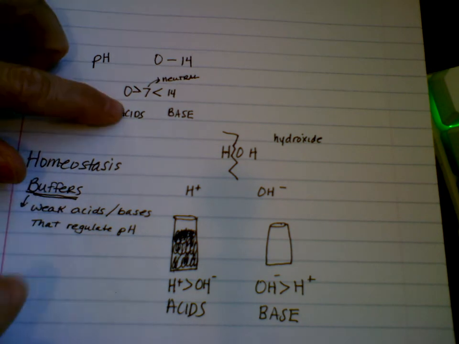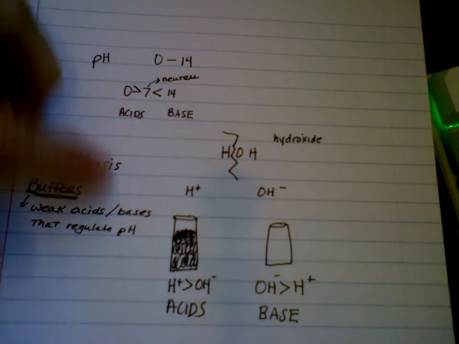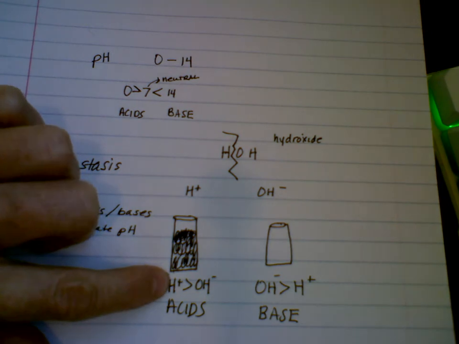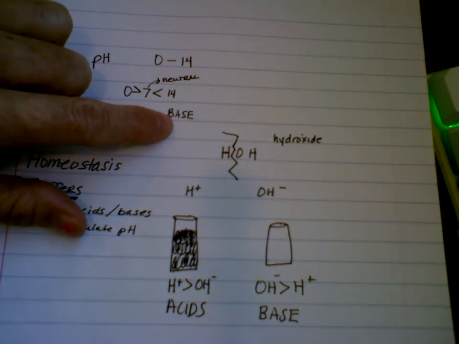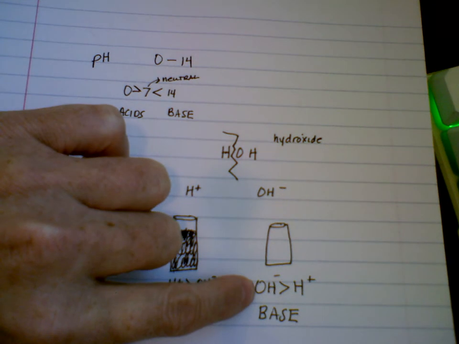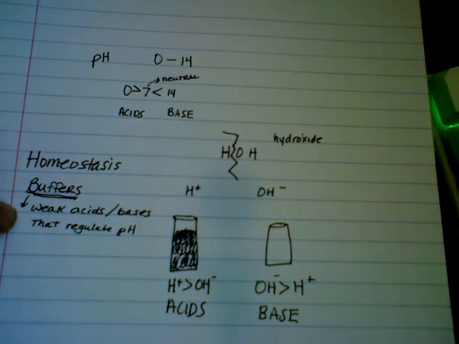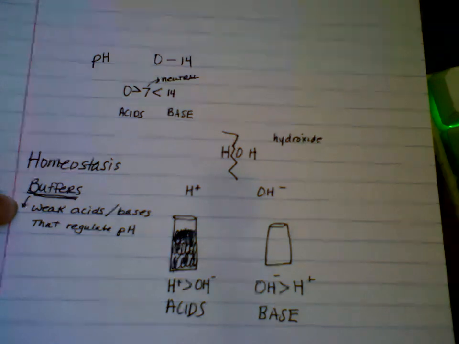So remember, acids have a pH of less than 7, and that's when you have more hydrogens than you have hydroxides. Bases have a pH of greater than 7, and that's when you have more hydroxides than hydrogens. And your body needs to maintain homeostasis, so it has these buffers that change the pH basically so that it stays where it needs to be.